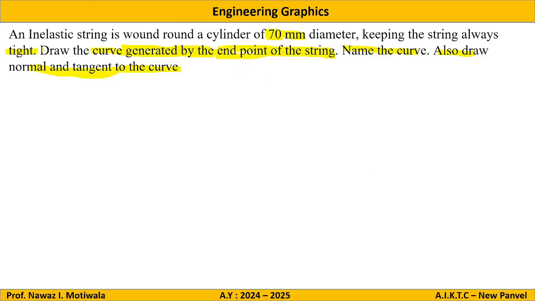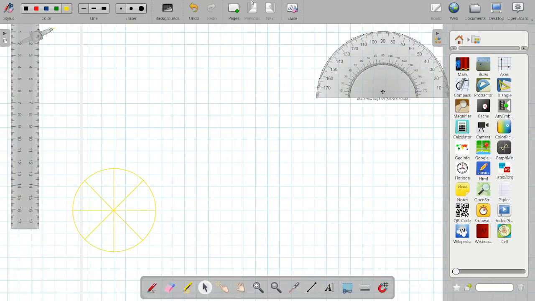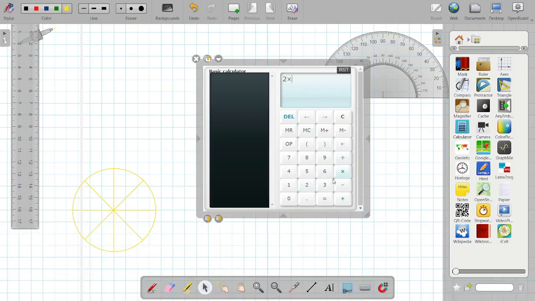Now, if you read the question, it is said that draw the curve generated by the end point of the string, and it is also written here keeping the string always tight. So first of all, we will find out how much string is required to entirely wound the circle. The length of the string will be equal to the circumference of the circle, which is 2 pi r. So it is 2 multiplied by pi, that is 3.14, multiplied by r, which is 35. So I am getting the answer as 219.8.